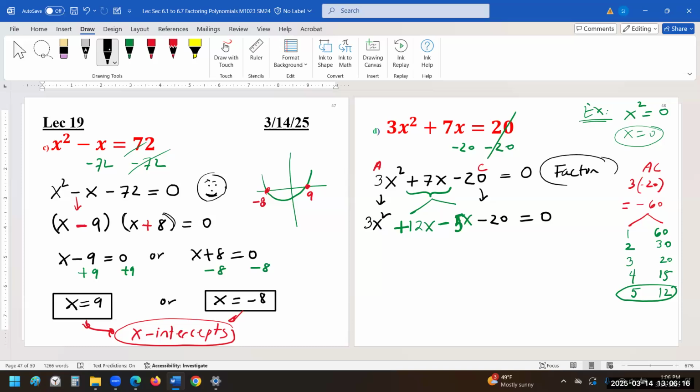How do you factor 4 terms? Grouping. So one group, two groups. So 8 times 3 is 60.